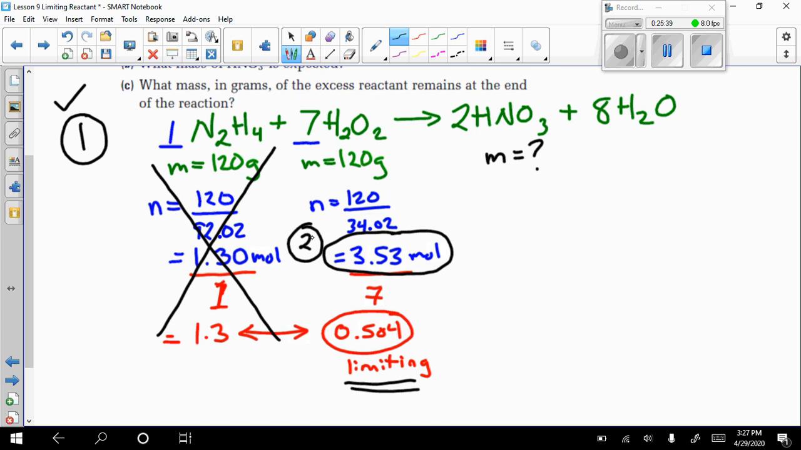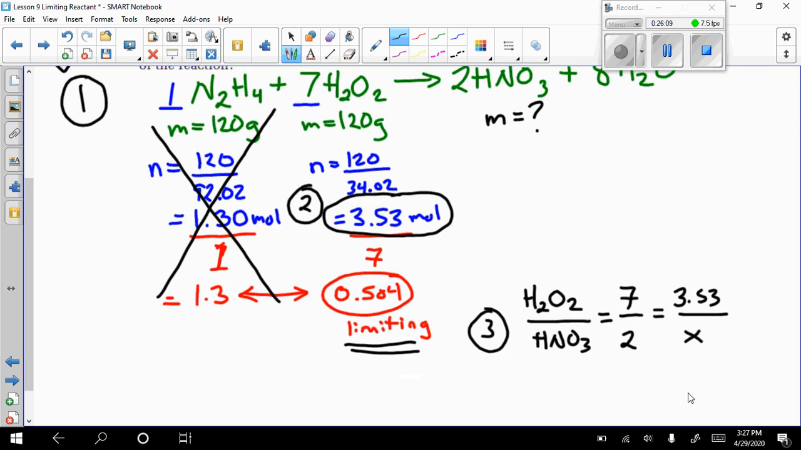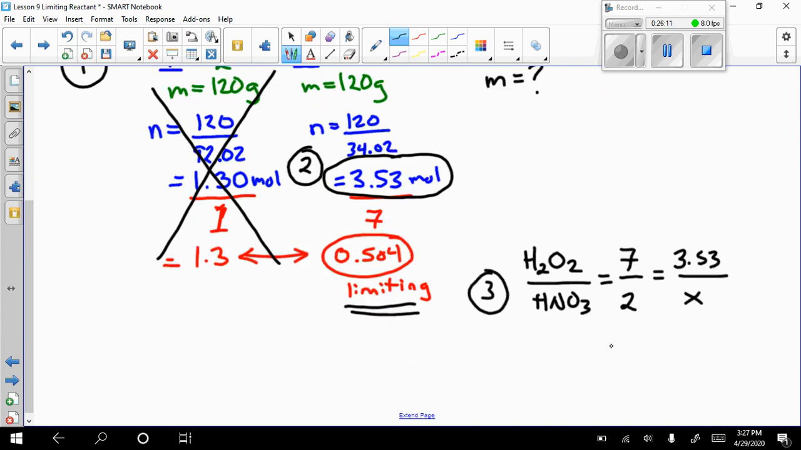Okay, so now I'm going to do step 3 of stoichiometry, which is my mole ratio. And I'm going to do H2O2 to HNO3, so my limiting reactant to the one that I'm interested in. From my balanced equation, I know that it's a 7:2 ratio. And I know I've been given 3.53 moles of H2O2, and I need to solve for X. So now we need to cross multiply this and solve for X.